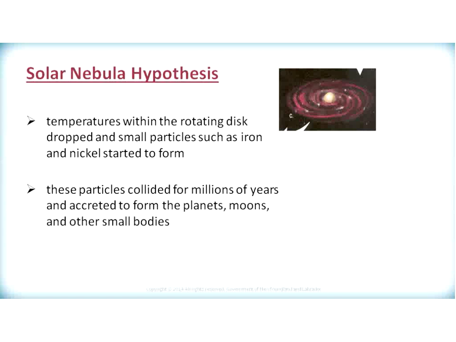Stage 3 of the solar nebula hypothesis states that temperatures within the rotating disk dropped and small particles such as iron and nickel started to form. The iron and nickel particles collided for millions of years, and they accreted to form the planets, moons, and other small bodies that we see today.